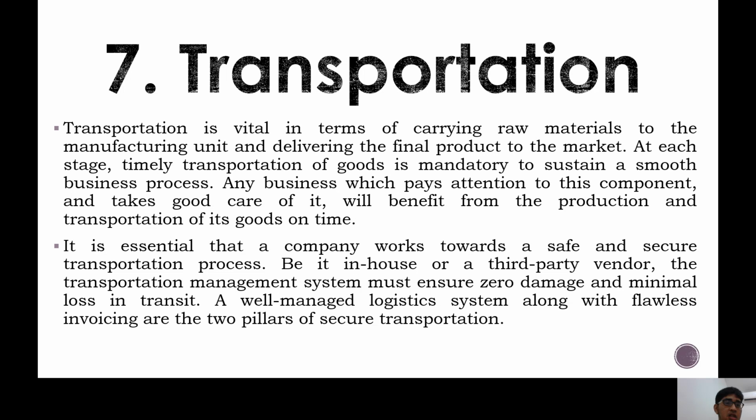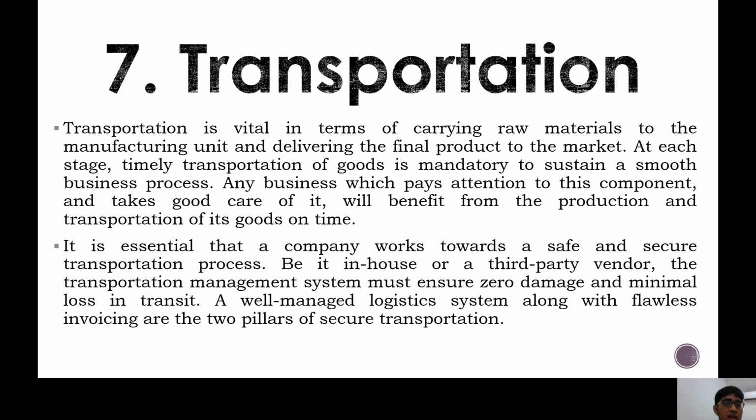And we have the transportation. Transportation is vital in terms of carrying raw materials to the manufacturing unit and delivering the final product to the market. At each stage, timely transportation of goods is mandatory to sustain a smooth business process. Any business which pays attention to this component and takes good care of it will benefit from the production and transportation of its goods on time.